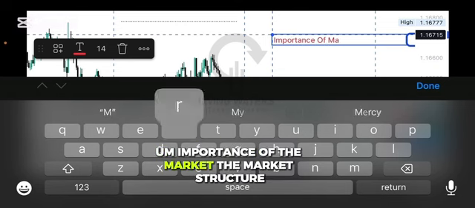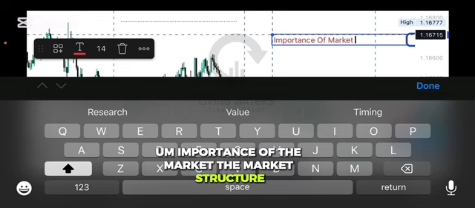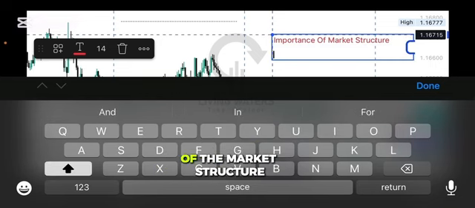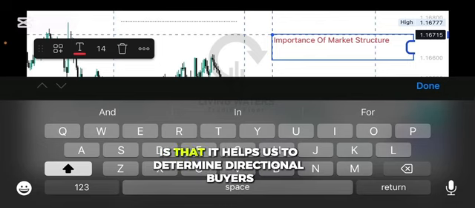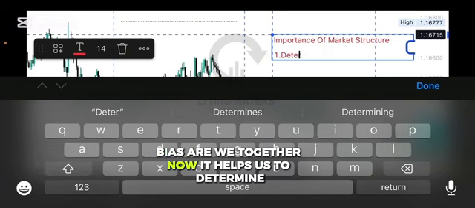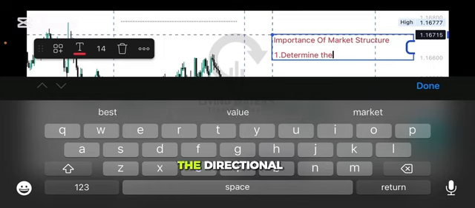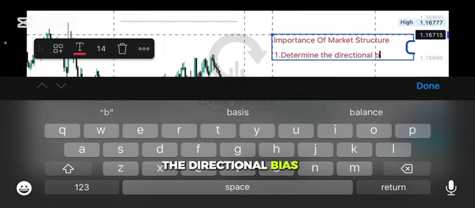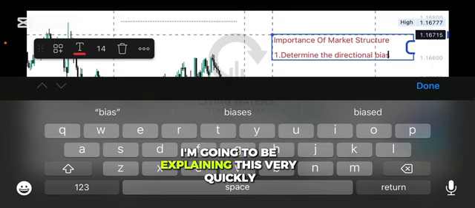Importance of the market structure. One of the very strong importance of the market structure is that it helps us to determine directional bias. Are we together now? I'm going to be explaining this very quickly.